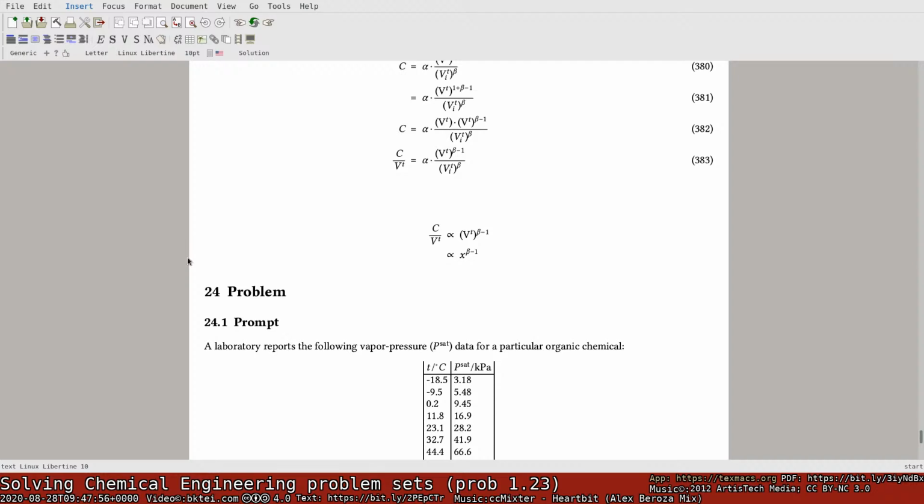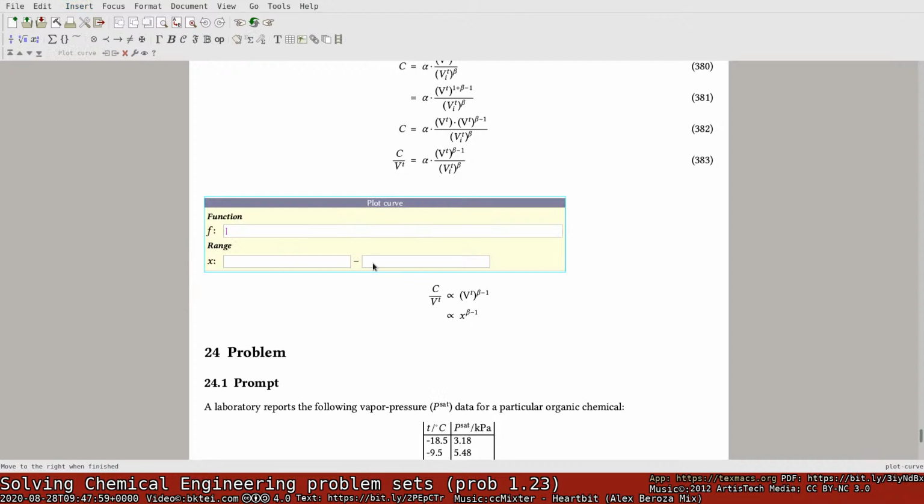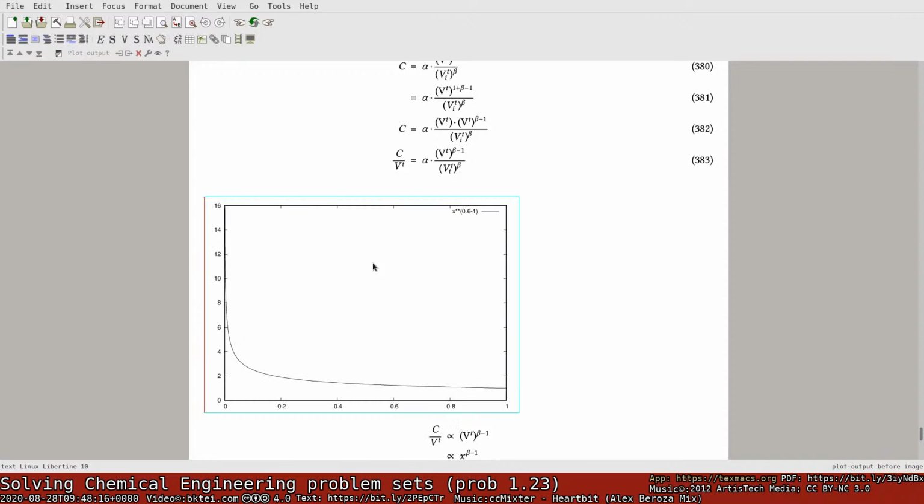Let's do insert image plot curve. Let's go to x raised to the 0.6 minus 1, but the range from 0 to 1. See what that does. I mean, it's still the same, I guess. Plot output. Is there any cool things we can do? Edit source, not going to work. Edit macro, no. Text source, okay, guess not.